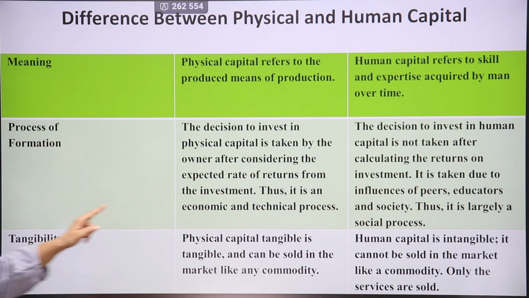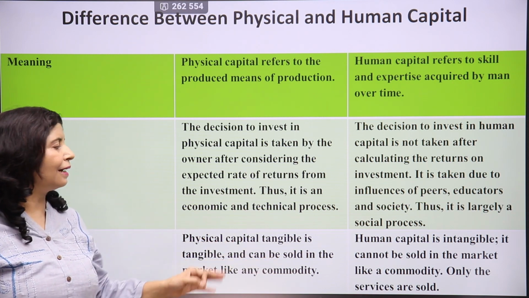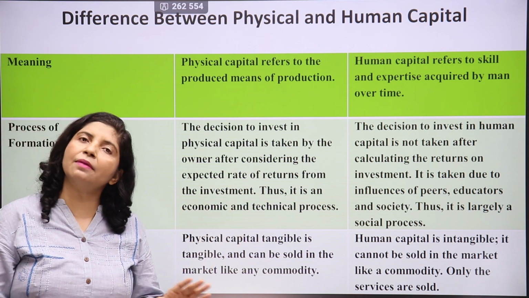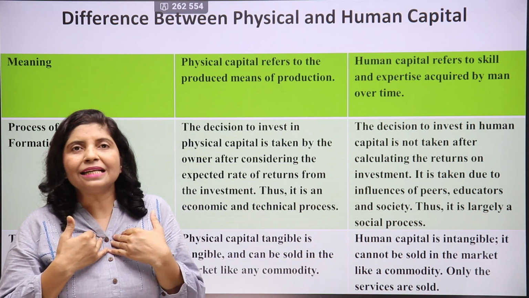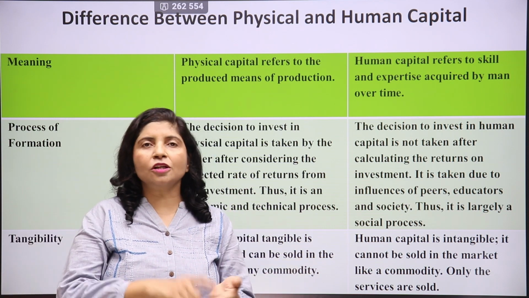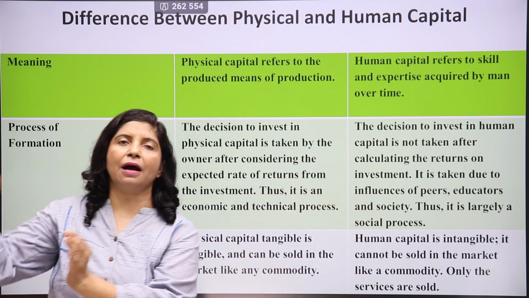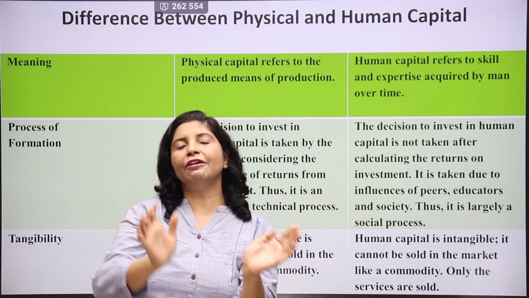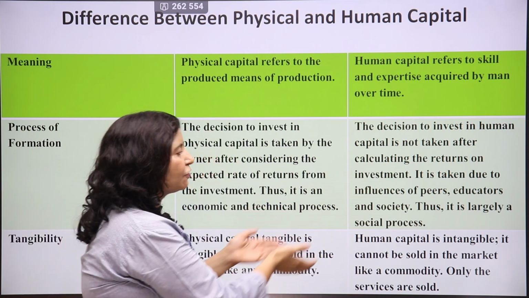And tangibility. Physical capital is tangible and it can be sold in market like any commodity. Machines can be sold in market, so it is tangible. Human beings cannot be sold. See, my skill cannot be sold in market. You can't take away a doctor's skill from the doctor and sell it in market. So this is the skill of doctor. It will treat you. You take it at home? No, that doesn't happen. So this is the case with human capital.